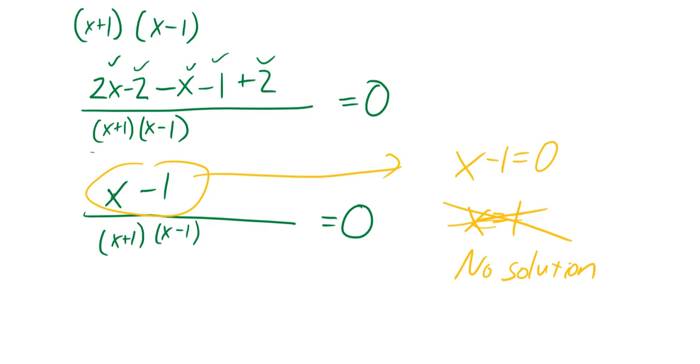The TLDR is that even if I mess up and I don't notice something cancels, my excluded values in this case saved me. So yay, noticing excluded values.